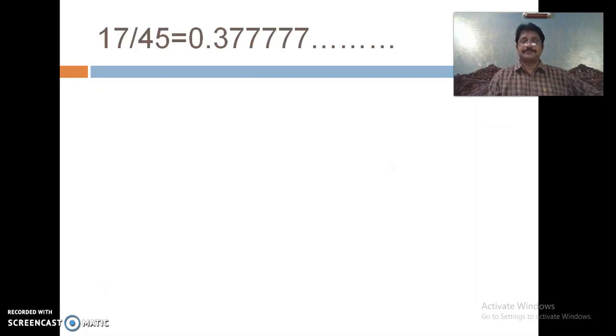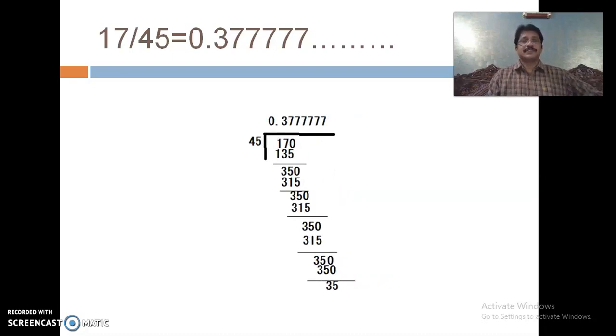Clear? Okay. When you consider 17 divided by 45, the value is 0.377777. Here 7 is repeating continuously. So it's a recurring decimal. Okay. Now how to get it? Just observe how to get it here. When you divide 17 by 45, the quotient is 0.37.